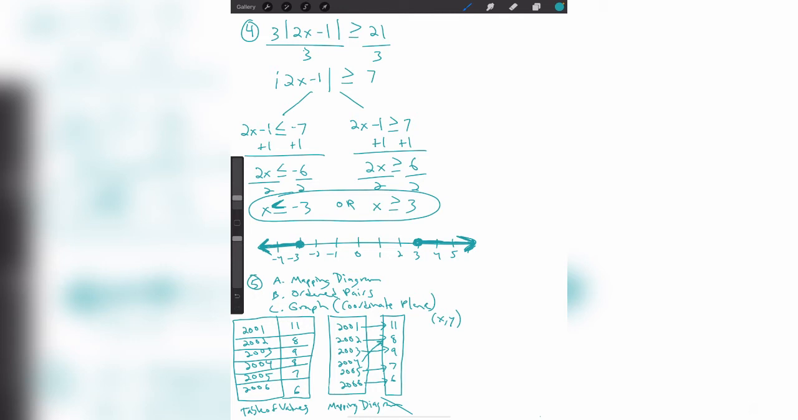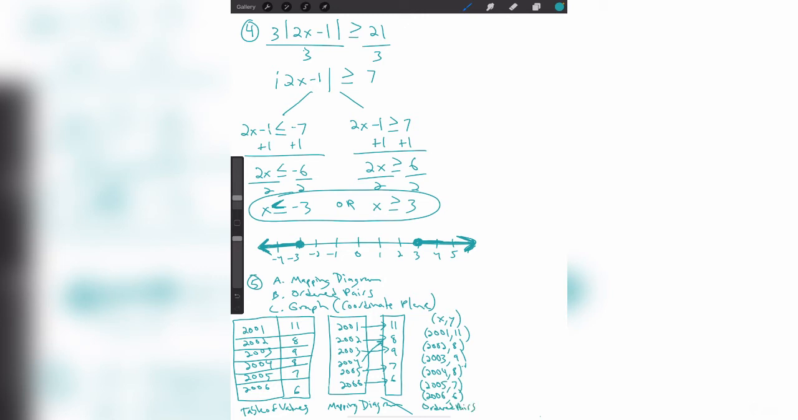So my ordered pairs in this case would be 2001, 11, as I have over here, and just follow that pattern. So have 2002, 8, 2003, 9, 2004, 8, 2005, 7, and 2006, 6. And once again, these are called ordered pairs.